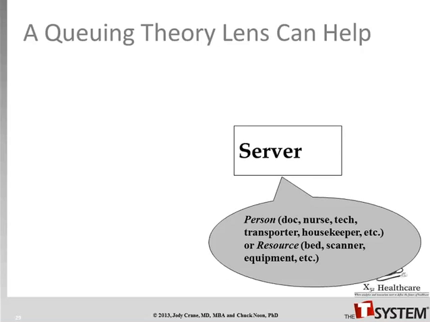The CAT scan machine certainly is a server. The CT tech is a server. The lab CBC machine is a server. The iStat's a server. So there's a number of servers in the emergency department.